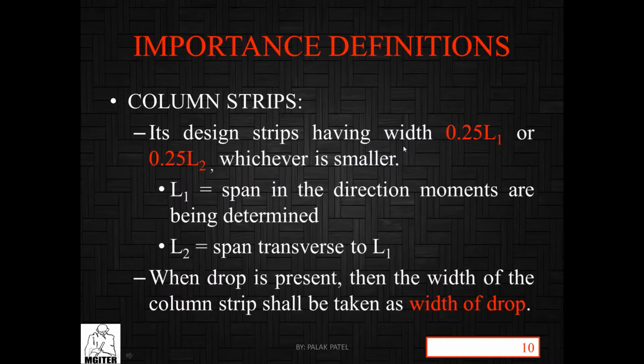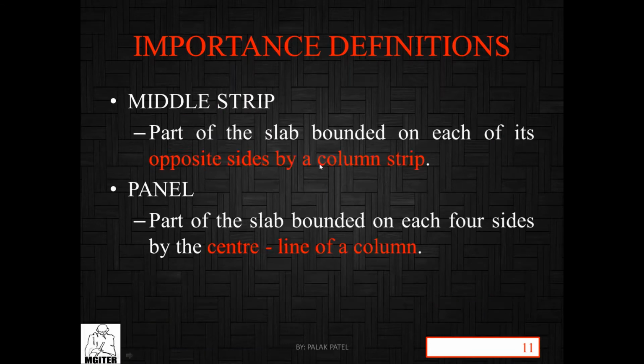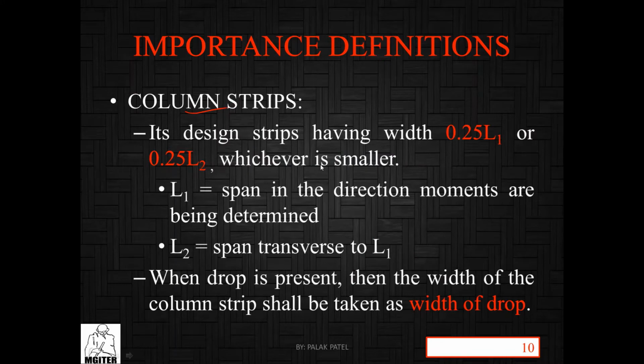Now we have some important definitions. First is column strip and the second one is middle strip. So why do we require column strip and middle strip? Imagine a flat slab has no beam. There is no beam in a flat slab. So how do we transfer load from the slab to column? By this column strip and by this middle strip. By the column strip, the load can be transferred from the slab to column. In the middle strip, the load can be transferred from the middle to column.